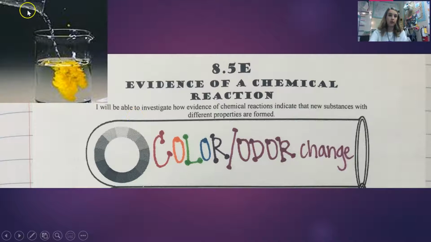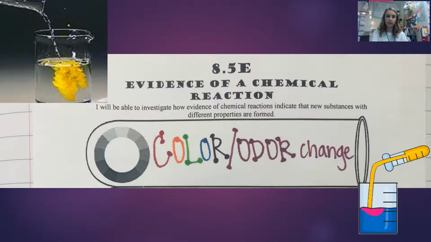In this picture, you can see they started with a clear liquid here and a clear liquid here, and as they poured them together, they got a yellow substance. That would be a chemical color change, because if I were to pour two clear, colorless liquids together, I would not expect for it to turn yellow. I would just expect it to stay clear.